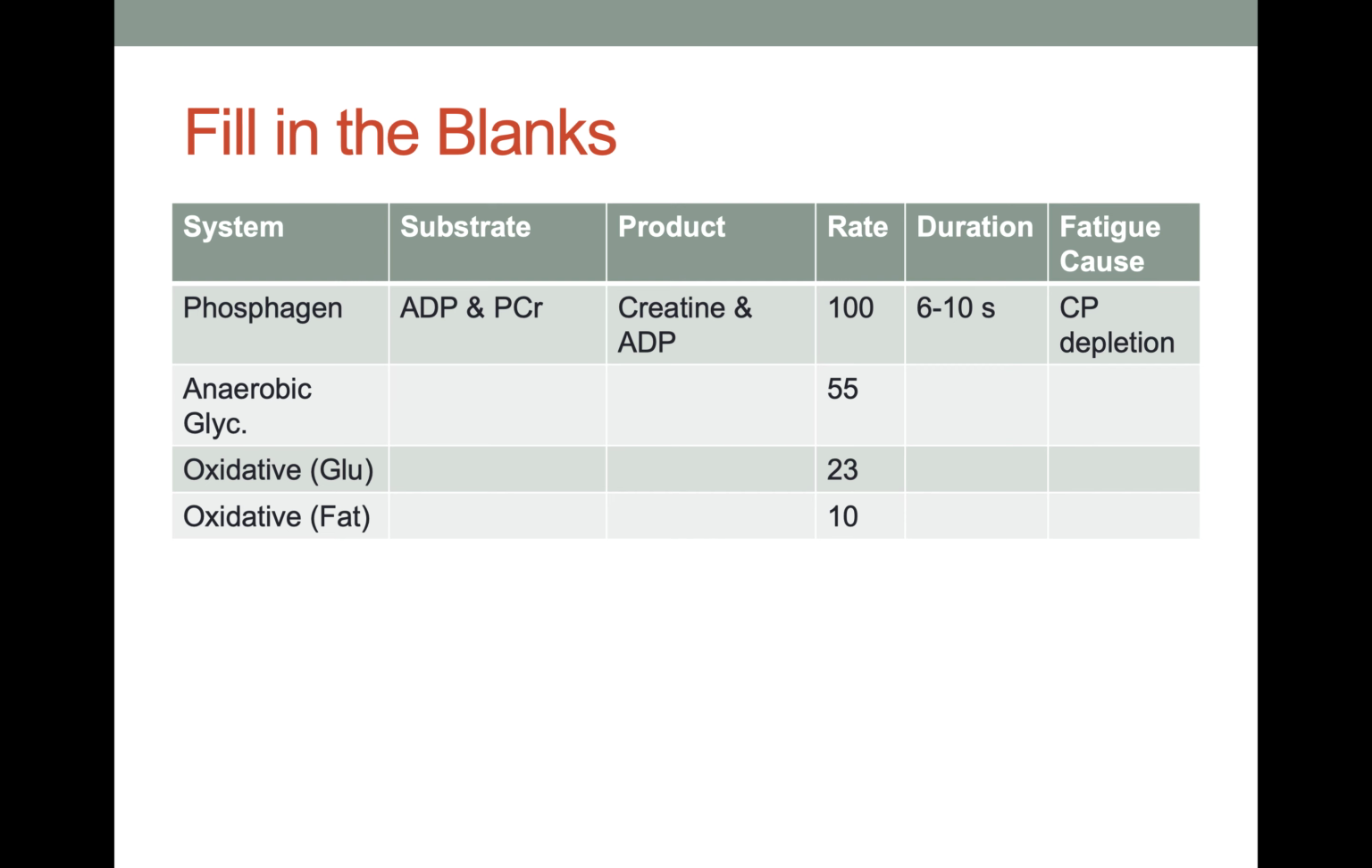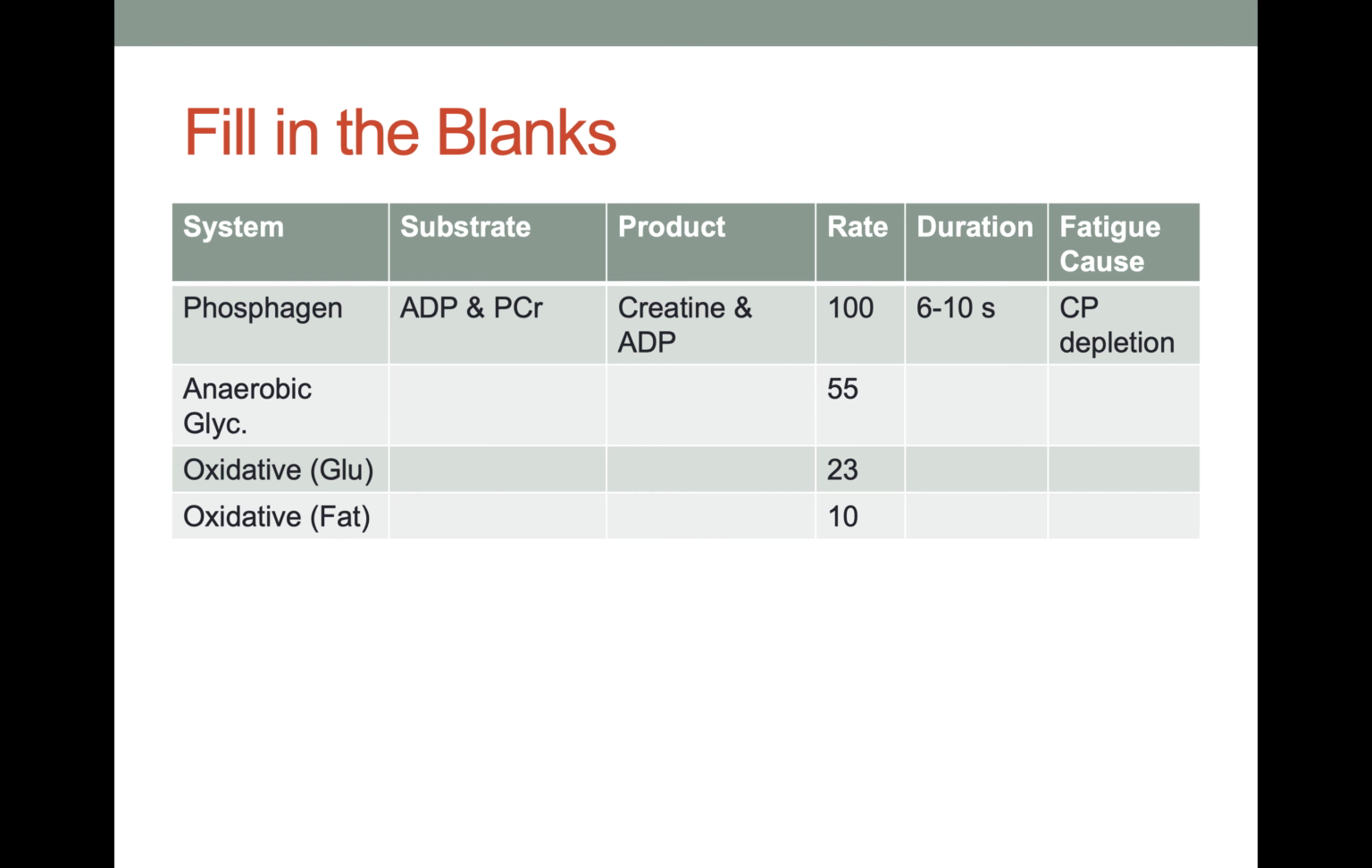If we imagine that the phosphagen system has the highest rate, then anaerobic glycolysis can produce ATP at about 55% of the speed of the phosphagen system. Our duration for anaerobic glycolysis is about 45 seconds all out, or very short periods of stop and go with incomplete rest. And the cause of fatigue, as you very well know, is going to be the accumulation of hydrogen, so intracellular acidosis.